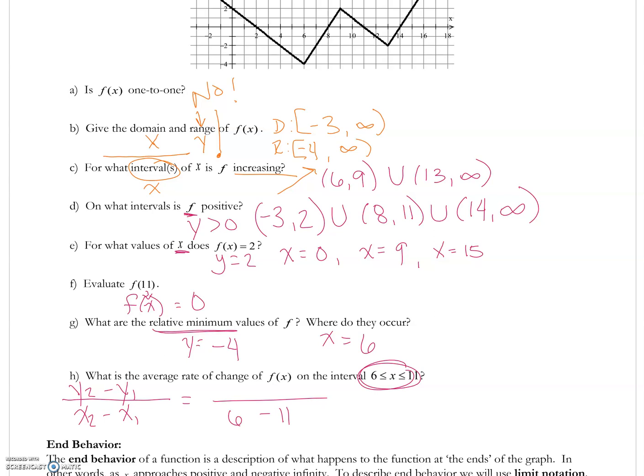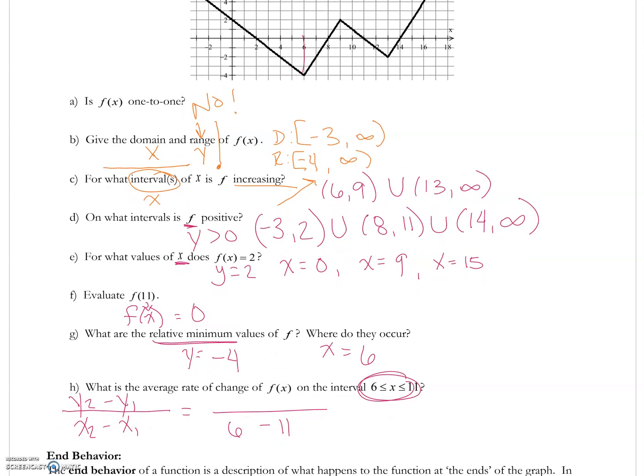So when x equals 6, if I look at my graph, y equals -4. And when x equals 11, y equals 0. If I finish out this calculation, -4 minus 0 is still -4. And 6 minus 11 is -5. Since they're both negative, it reduces to positive 4/5. And since this problem is not in context, we do not have to explain that. Your average rate of change is just 4/5.